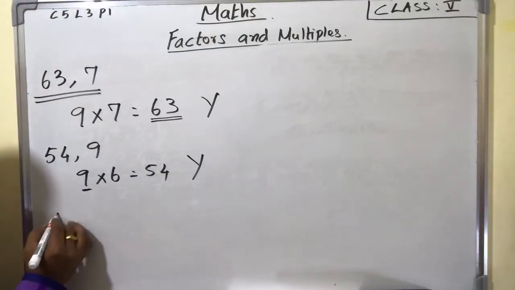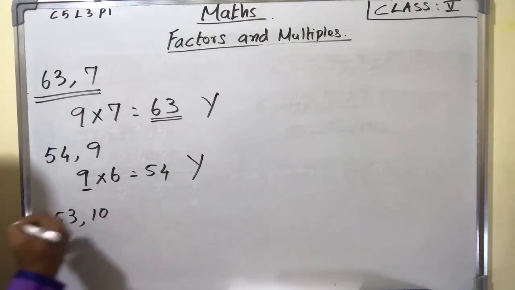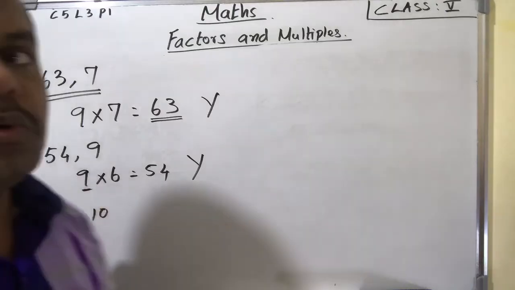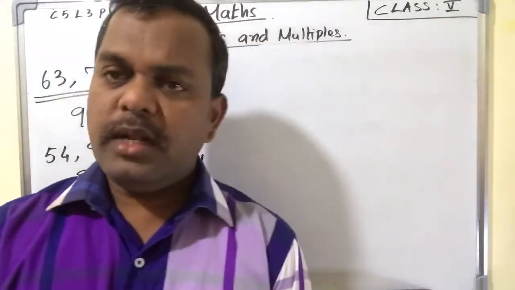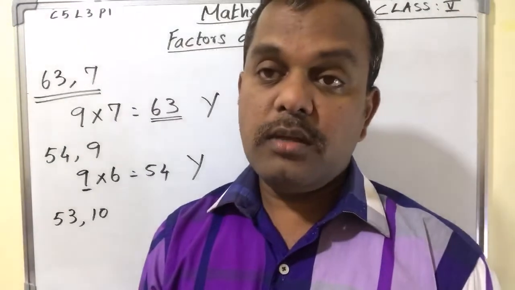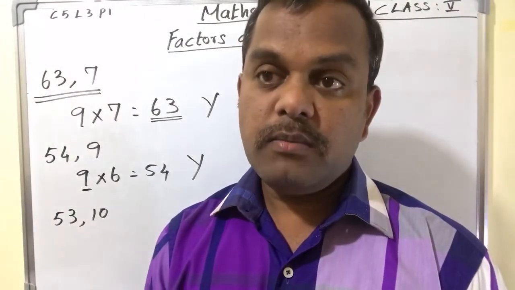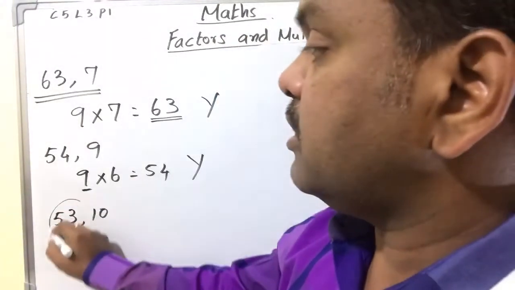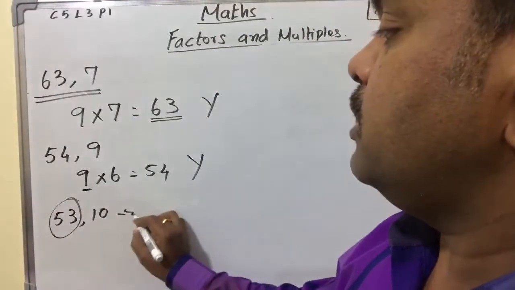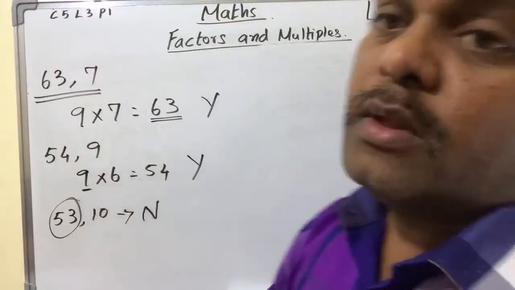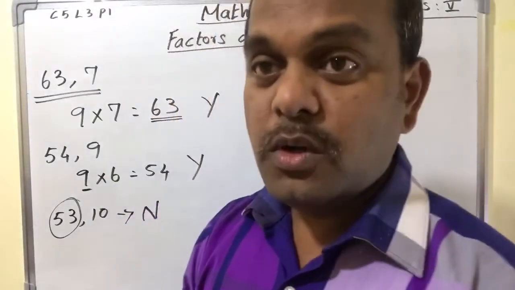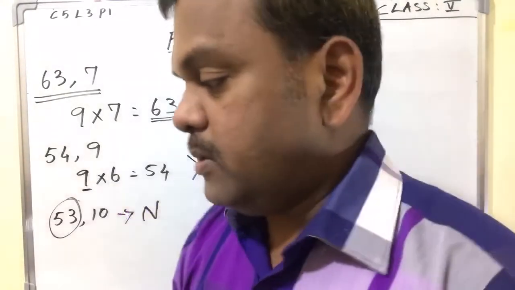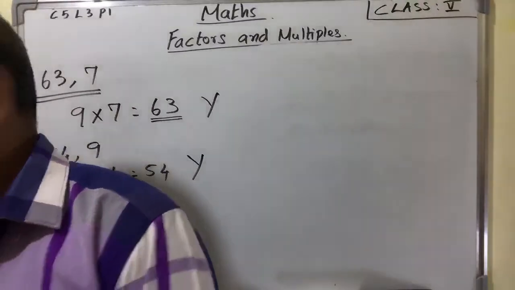53 and 10. Check if the first number is a multiple of the second number. No, it's not possible. Say table 10: 1 10 is 10, then 20, 30, 40, 50, after 50, 60. Not 53. 53 will not come. So this is no. Here you should write no. N or no. Understood? Now you can understand what is a multiple. Next, list all the factors of the following numbers.